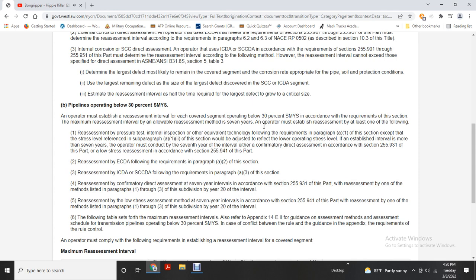Pipelines operating below 30% of specified minimum yield strength. The operator must establish the reassessment interval for a covered segment operating below 30% of specified minimum yield strength in accordance with the requirements of this section. The maximum allowable reassessment interval is 70 years.